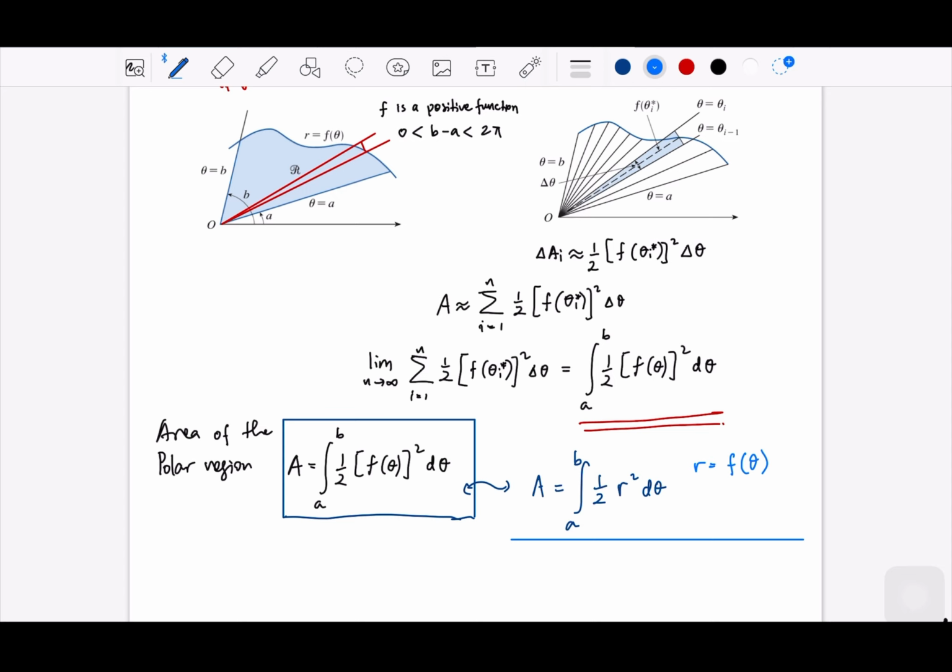And then the other difficulty is you need to change your perspective from Cartesian to polar. That's sometimes difficult.